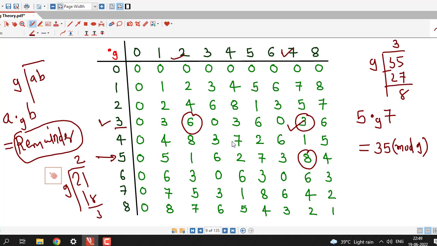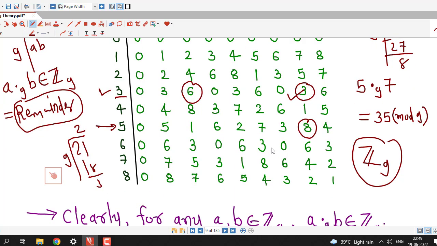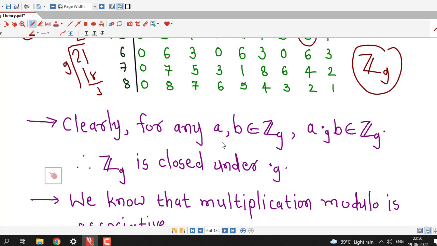and we can observe that all the entries are in the set Z9. So we can say that a into b is an element of Z9 for any two elements a and b of Z9. That means Z9 is closed with respect to multiplication modulo 9, or the closure property is satisfied. Clearly, for any a, b in Z9, a into b is also an element of Z9, therefore Z9 is closed under multiplication modulo 9.